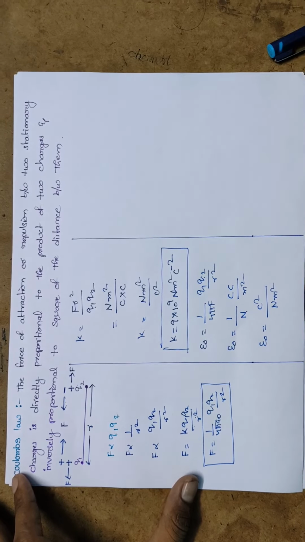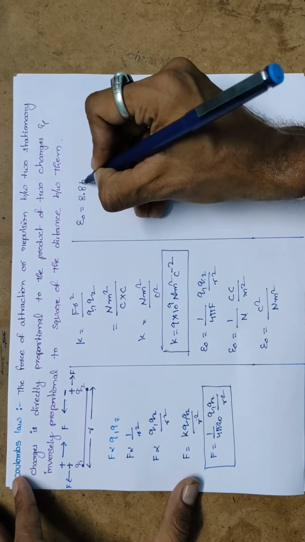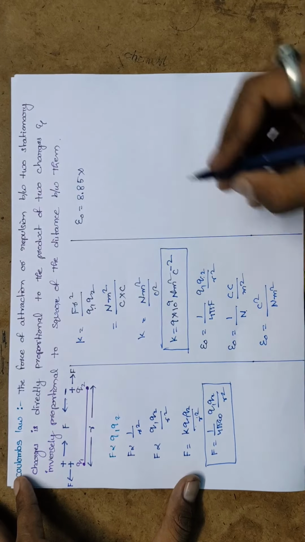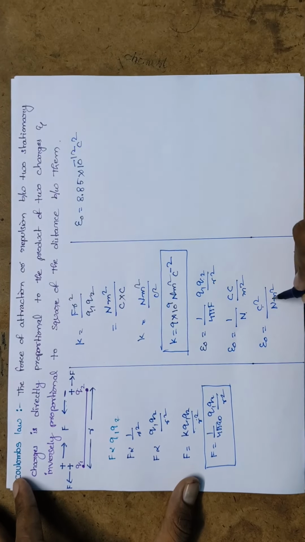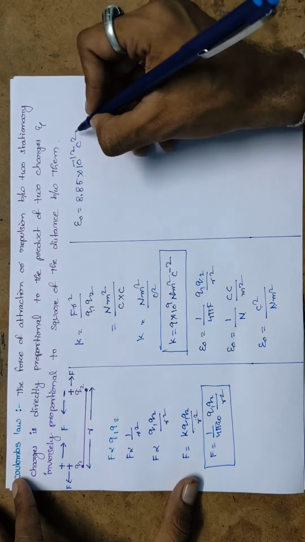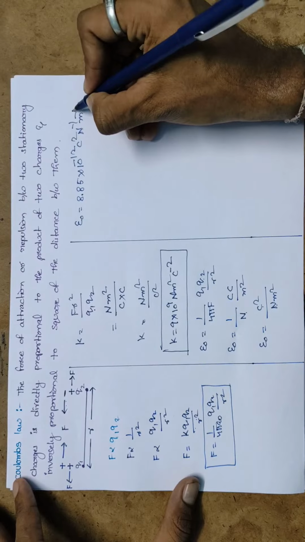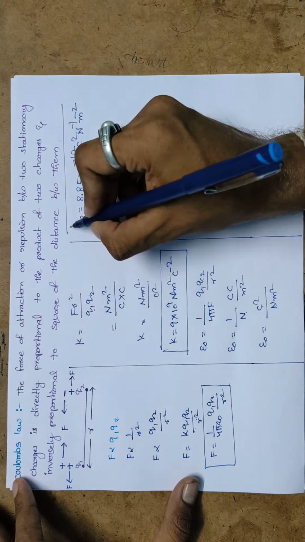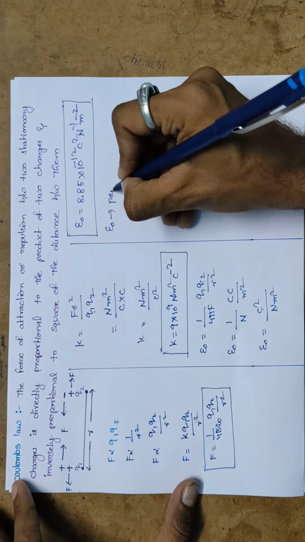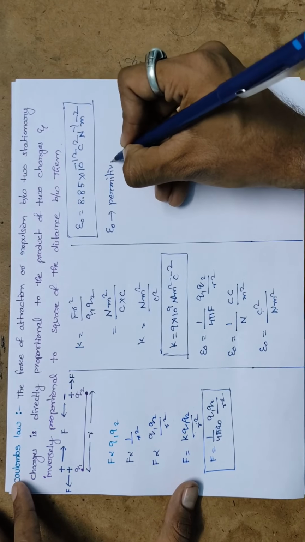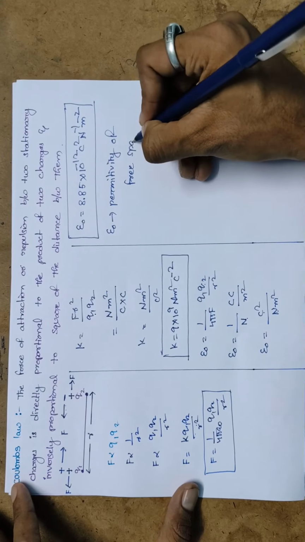This epsilon naught has a constant value, that is approximately 8.85 into 10 power minus 12 C square. If you bring this Newton into the numerator, it is N power minus 1. If you bring this meter square into the numerator, it is m power minus 2. Here epsilon naught is called the permittivity of free space.